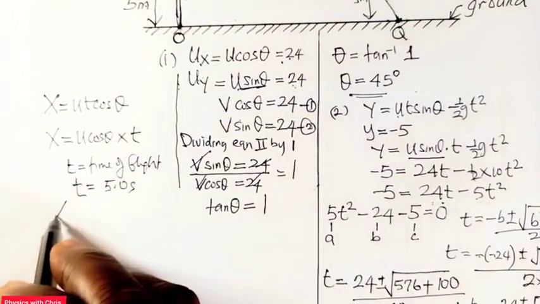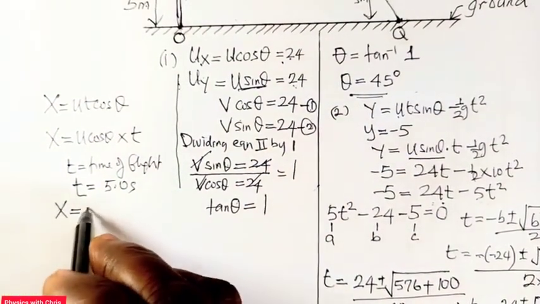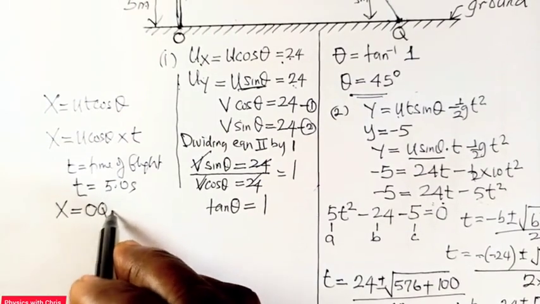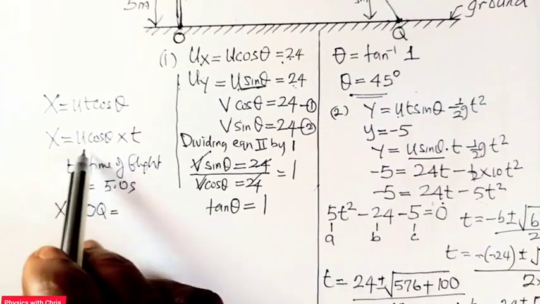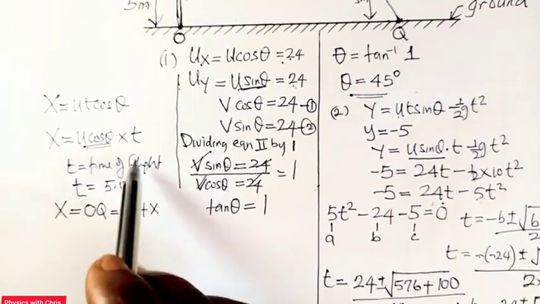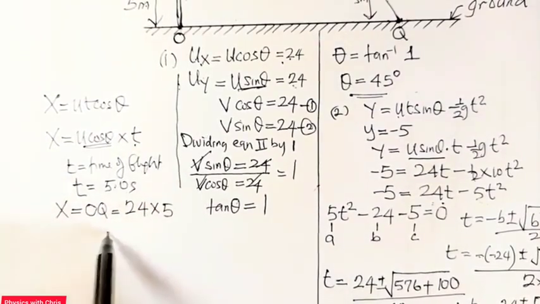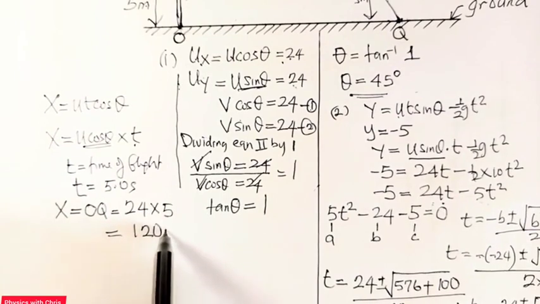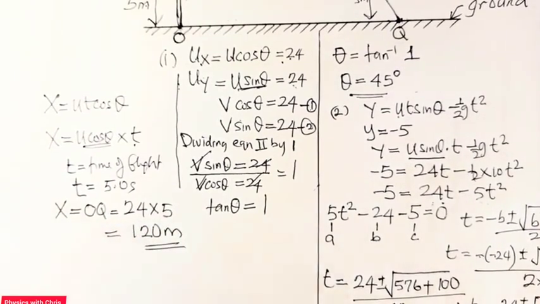So my distance OQ, that's my x, is equal to u cos theta, which has already been given as 24, times t, which is 5. That will give me 120 meters. So that's the distance OQ.